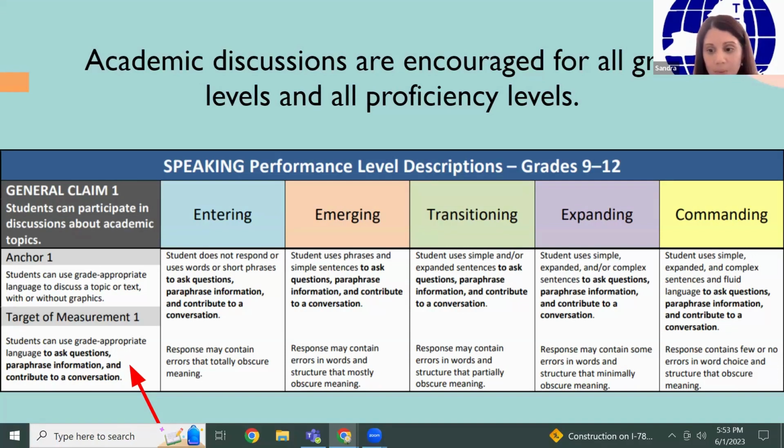Okay, so with the continuum of language acquisition, we have speaking performance level descriptions, right? They consist of different targets of measures and general claims in terms of what students are able to speak off of. The language stated in those targets of measures indicates specific language that correlates with the discussion protocols that will be discussed in the webinar.